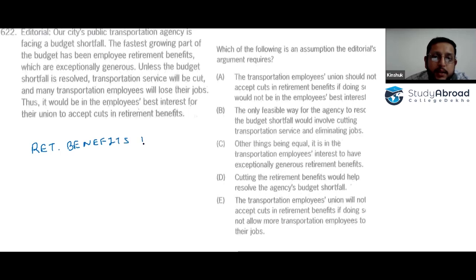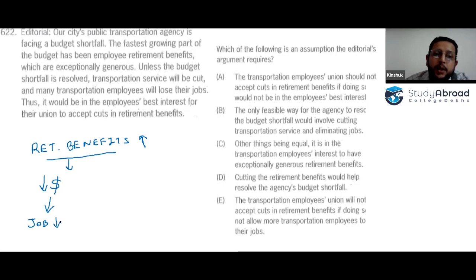Then it says, unless the budget shortfall is resolved, transportation service will be cut and many transportation employees will lose their jobs, right? So due to retirement benefits increasing, what is happening? They have a decrease in their budget, and due to that decrease, what is happening further? That there will be job cuts, right? And so what does the author finally say? Author says that thus it would be in employees' best interest for their union to accept cuts in retirement benefits.